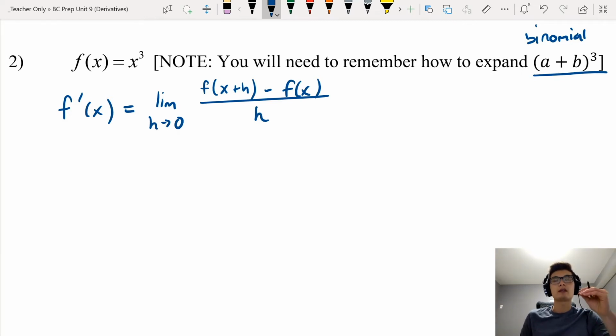This effectively is the slope formula. In a big picture, here's the TLDR, the SparkNotes version: this is the slope formula. It looks weird, but it's basically the slope formula. The plus h is super important as well.